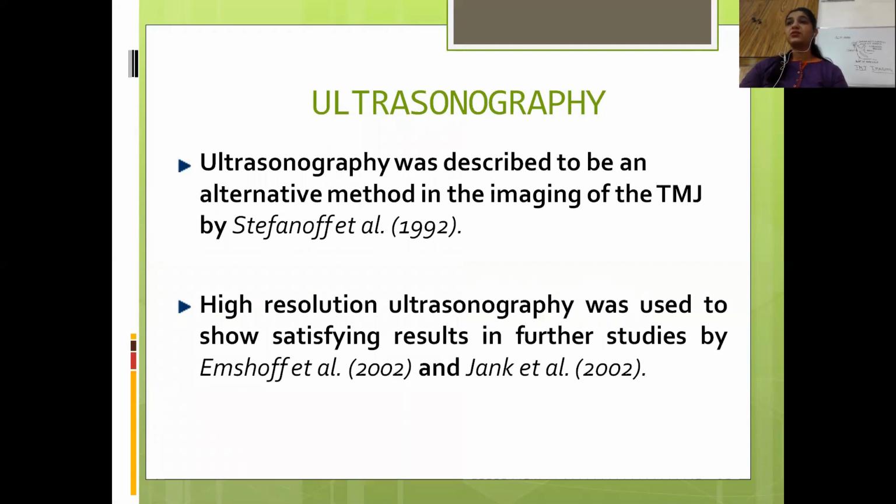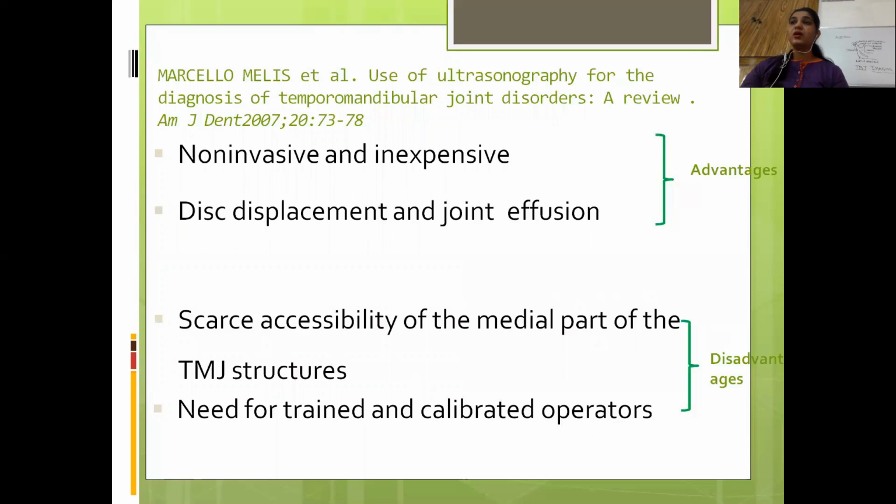Now ultrasonography also plays a role as a newer imaging modality we can use in TMJ patients. Ultrasonography was described as an alternative method in imaging of the TMJ by Stefan et al. in 1992. High-resolution ultrasonography was used to show satisfying results in further studies. So high-resolution ultrasonography has also been helpful. What are the advantages of ultrasonography? It is non-invasive and inexpensive.